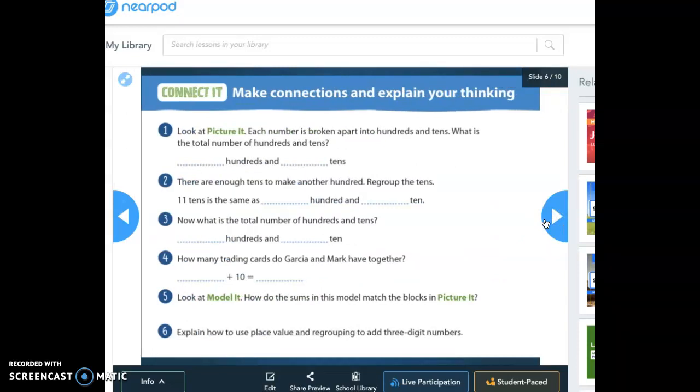So let's answer some questions. I'll need you to listen closely, and if I'm going too fast, either pause it or back it up and listen, because I can't write on it, but I can tell you what the answer should be on here. So it says each number broken apart into hundreds and tens. What's the total number of hundreds and tens?